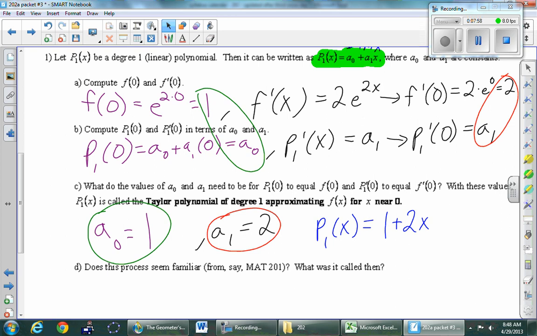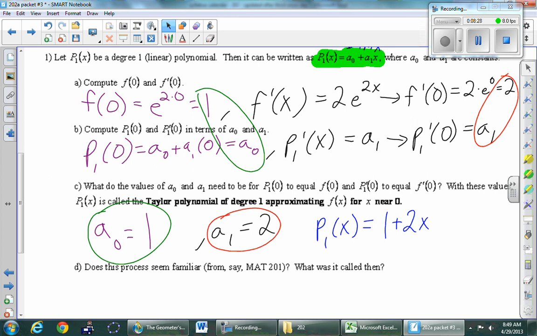Anybody know what that 1 plus 2x equation represents for my e to the 2x function? Well, that is true. It is exactly what it says. Yeah, that's the tangent line at x equals 0. We wouldn't have done the tangent line this way, but it's equivalent to what we would have done.